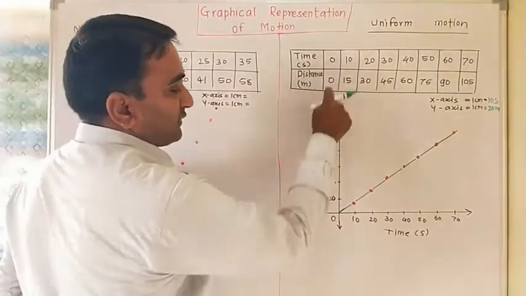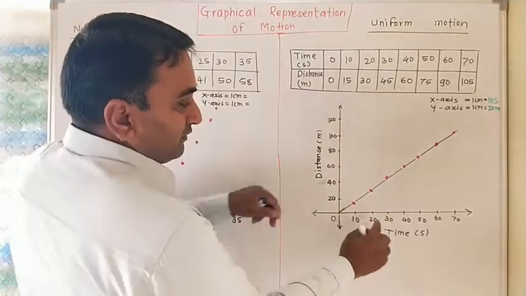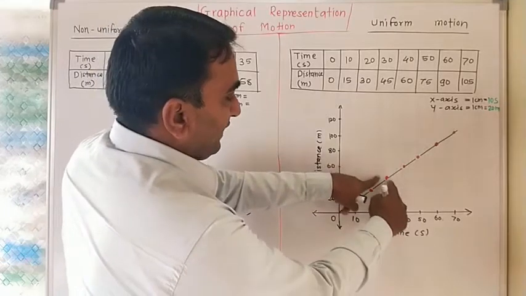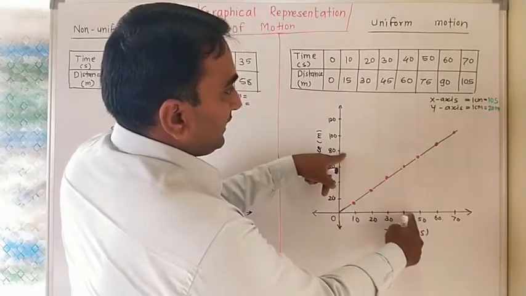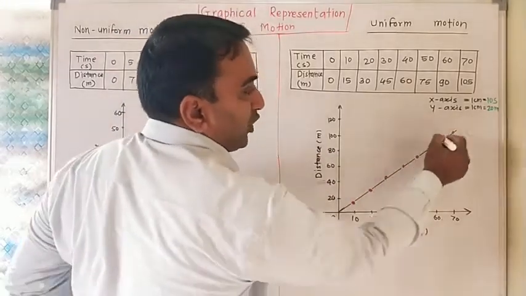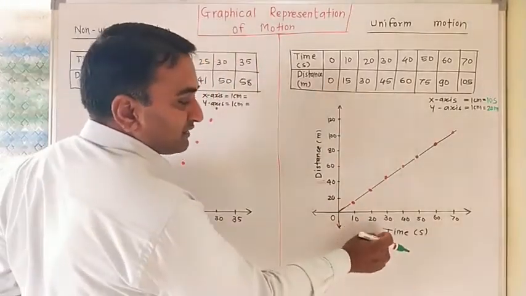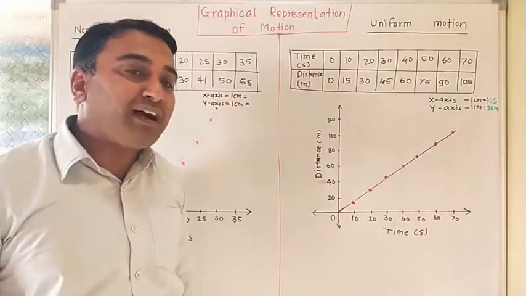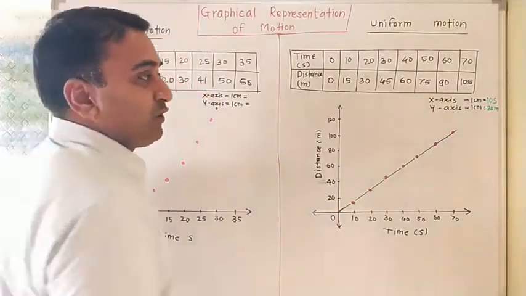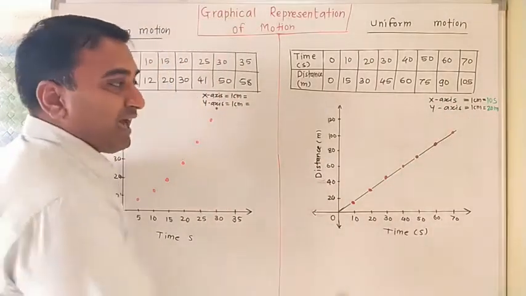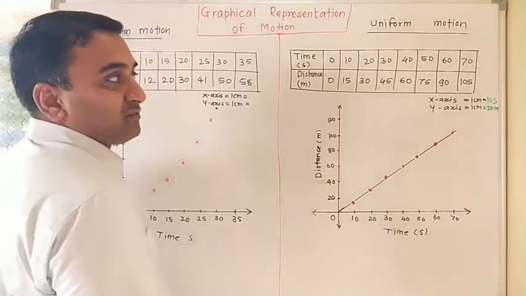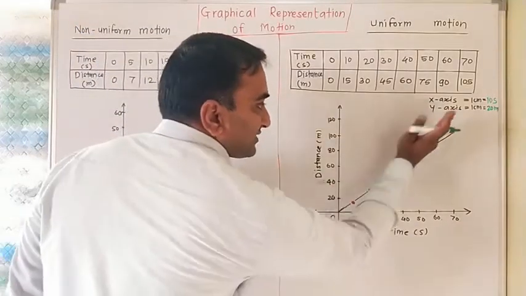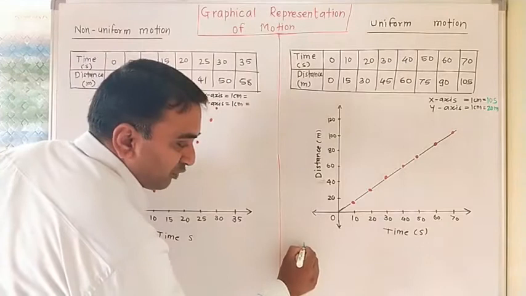See now, for 0 it is 0, for 10 it is 15, for 20 it is 30, for 30 it is 45, for 40 it is 75. If you plot a graph of these points of time and distance, and draw a line passing through all these points, we get a straight line. So for uniform motion, the distance-time graph is a straight line. This is the conclusion.